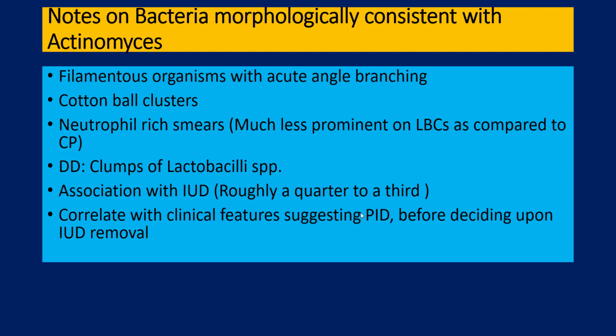So notes on Actinomyces: these are filamentous organisms with an acute angle branching. If you look carefully at the edges, they form cotton ball clusters. They may show neutrophil rich smears, but we are seeing less and lesser of this, because it is much less prominent on liquid based cytology preparations as compared to conventional preparations, you do not see so many neutrophils. The main differential diagnosis is clumps of lactobacilli.